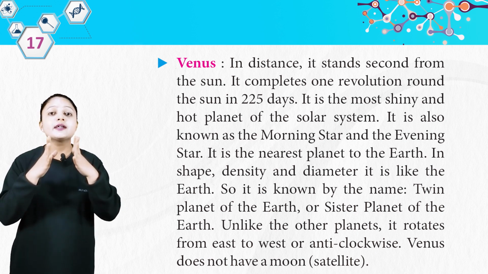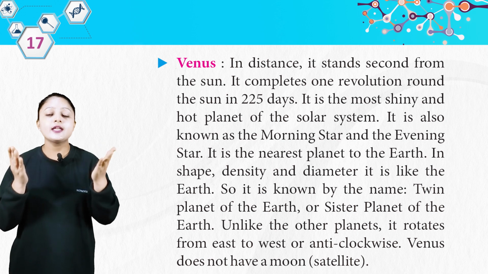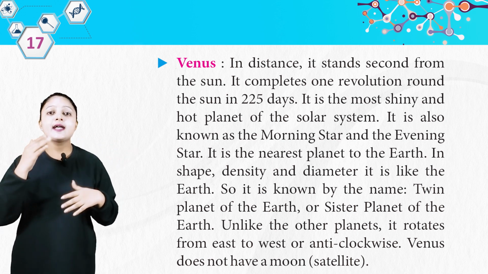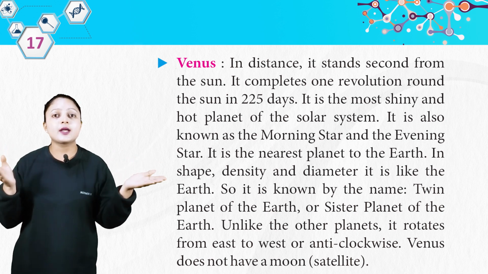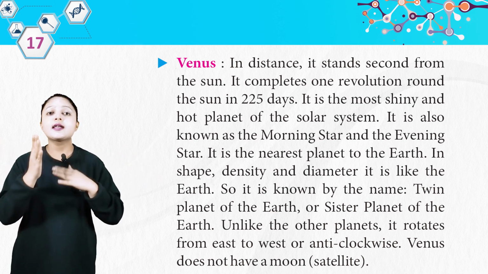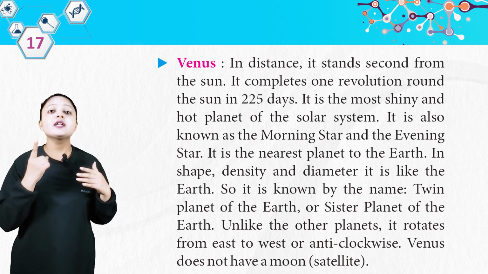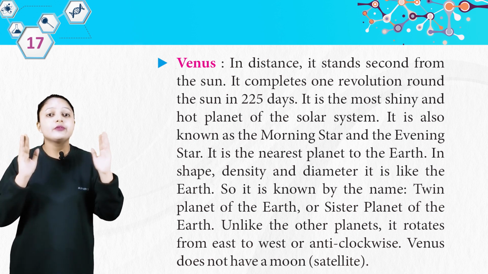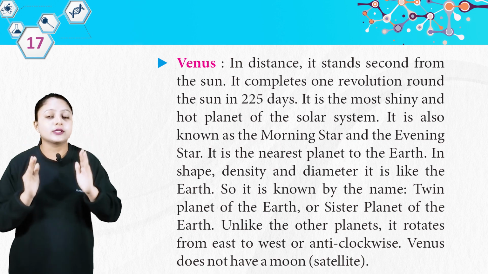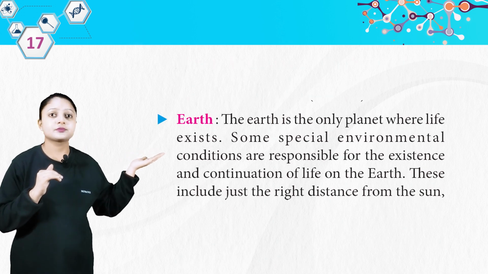It is the nearest planet to the Earth. In shape, density and diameter, it is like the Earth, so it is known by the name twin Earth. Unlike the other planets, it rotates from east to west and anti-clockwise. Venus does not have a moon or satellite.